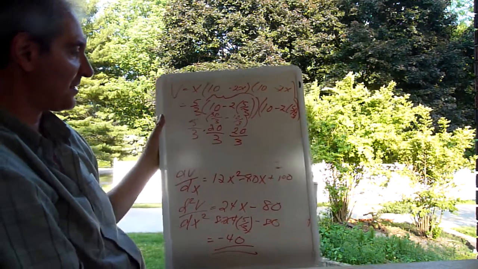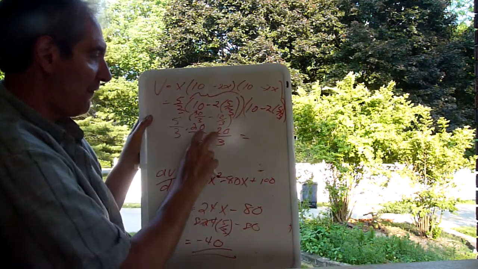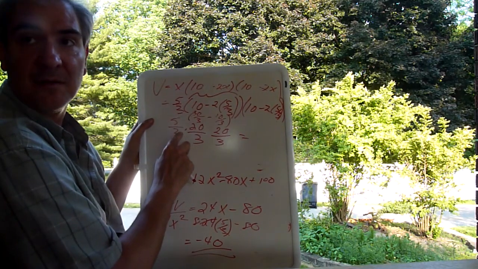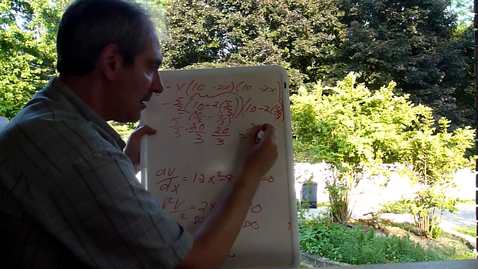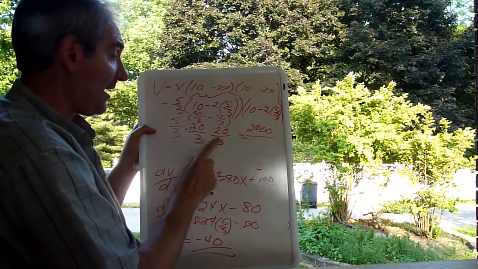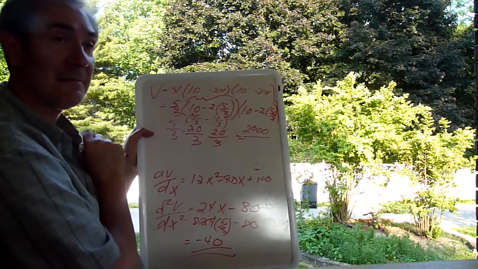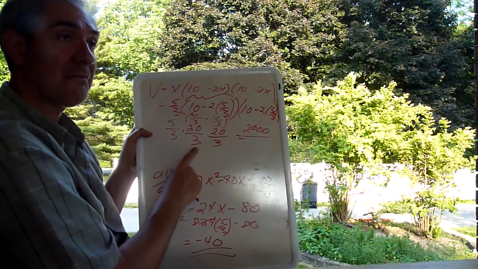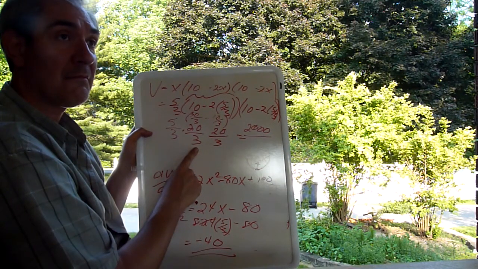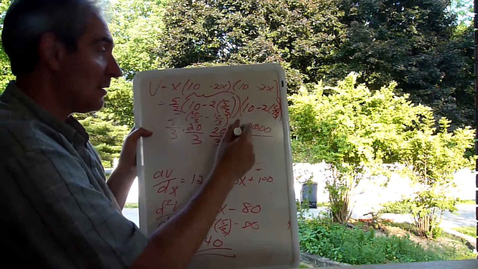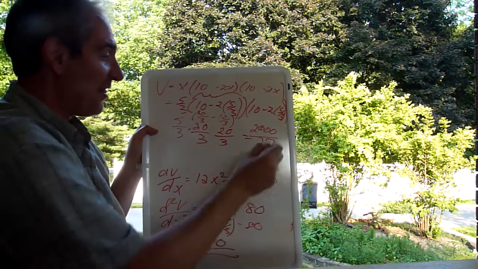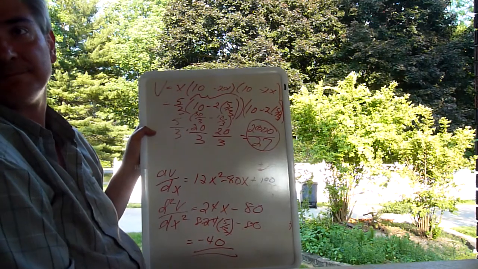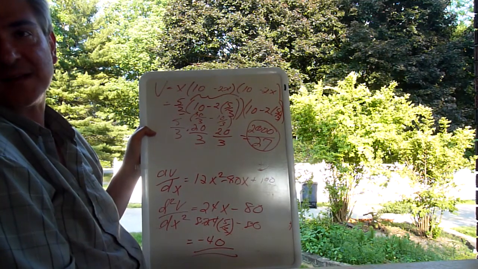So what does that give us? Looks like 400 times 5 is 2,000, over 3 times 3 times 3, which is 27. All right, 27. This is our max volume. Does that make sense? Yes.